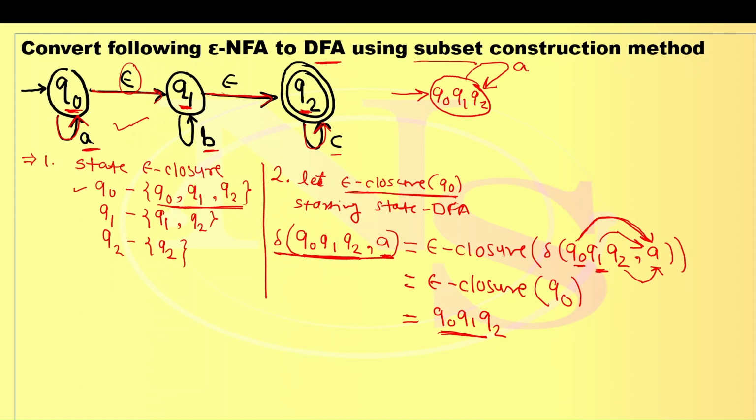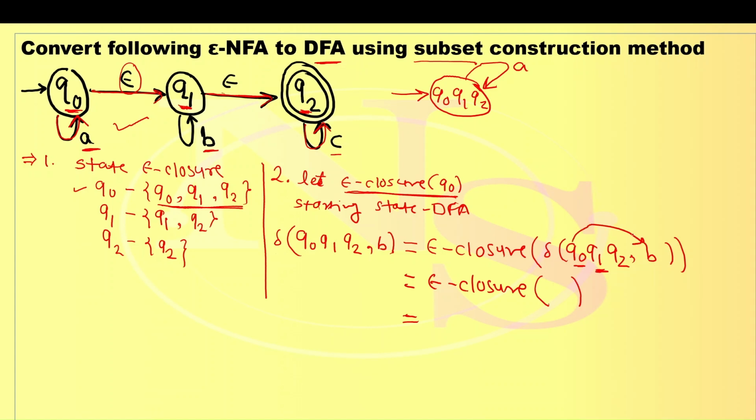Then repeat the same process. This is the transition for symbol A. Then you need to repeat the same for symbol B. So Q0, Q1, Q2 reading B. Then the same process: Q0, Q1, Q2 reading B, epsilon closure of delta Q0, Q1, Q2, B. Repeat the process: Q0 reading B.